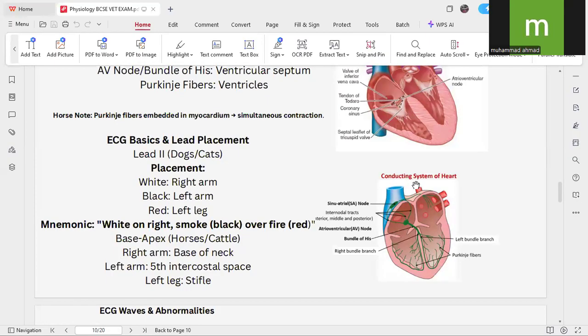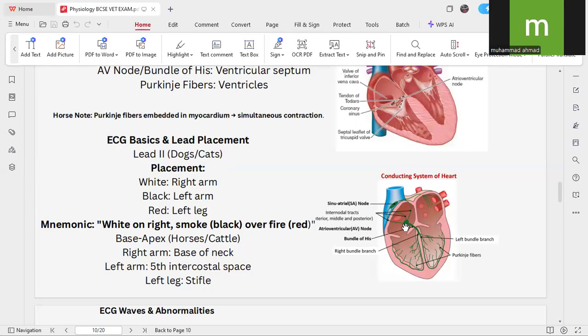This is the nervous conductive system of the heart. This is the SA node on the right atrium, and the internodal tracts, anterior, middle, and posterior. This is the atrioventricular node. This is the bundle of His. From the SA node, then the bundle of His.